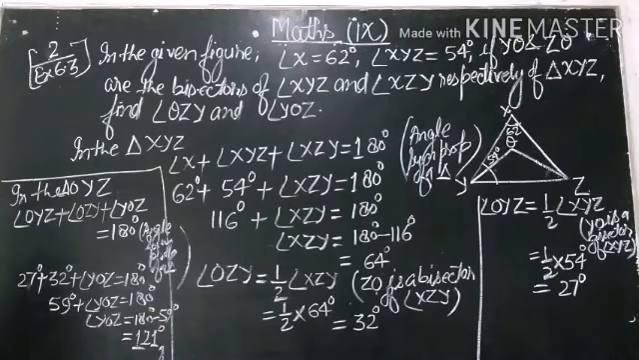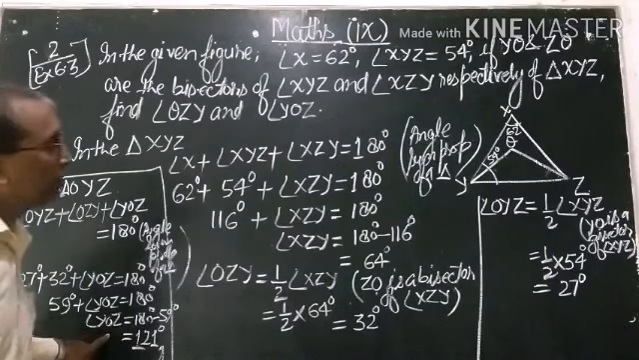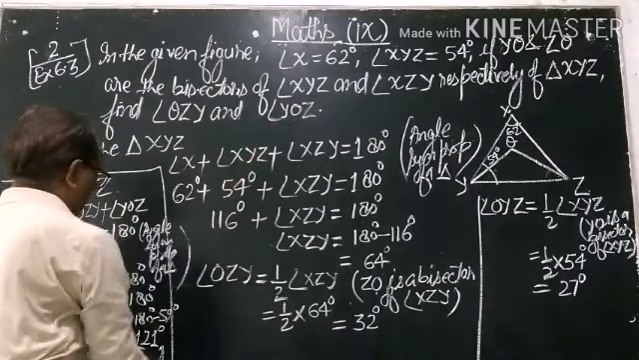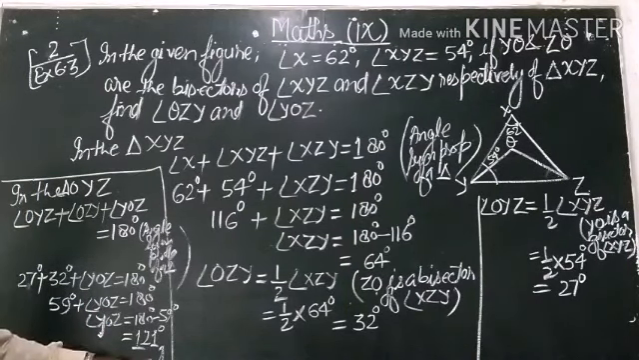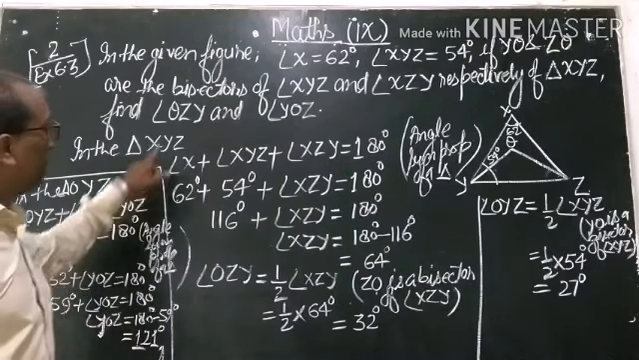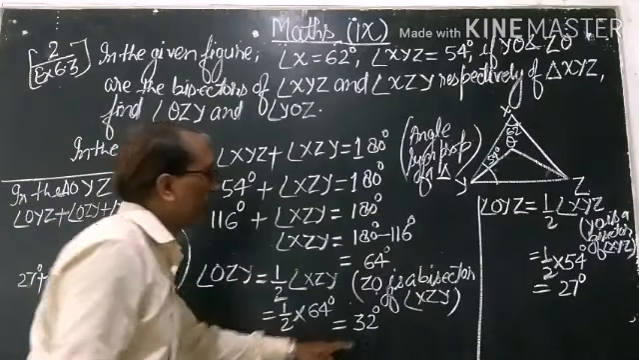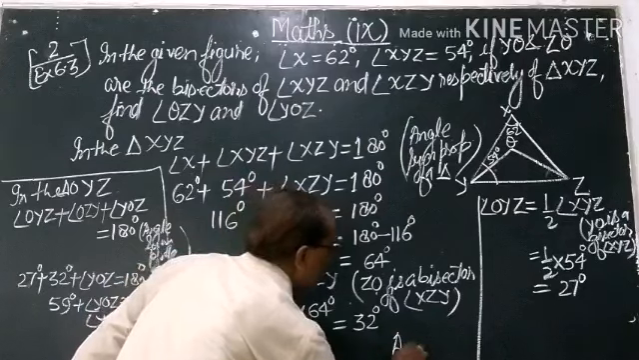These are two answers: angle YOZ is equal to 121 degrees and angle OZY is equal to 32 degrees.